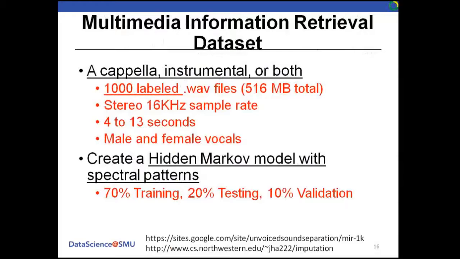So this is another data set. It's called the Multimedia Information Retrieval data set. There's 1,000 clips labeled a cappella, instrumental, or both, in the form of WAV files. And it's in stereo. It's 4 to 13 seconds of male and female vocals. And we make a hidden Markov model for the spectral patterns with 70% training, 20% testing, and 10% validation.